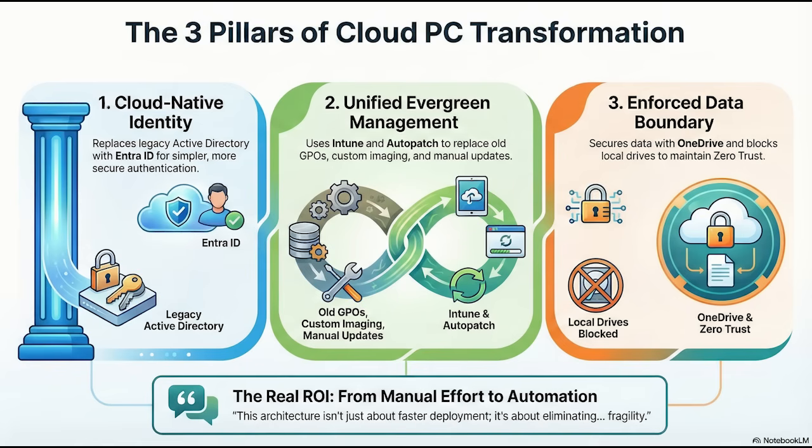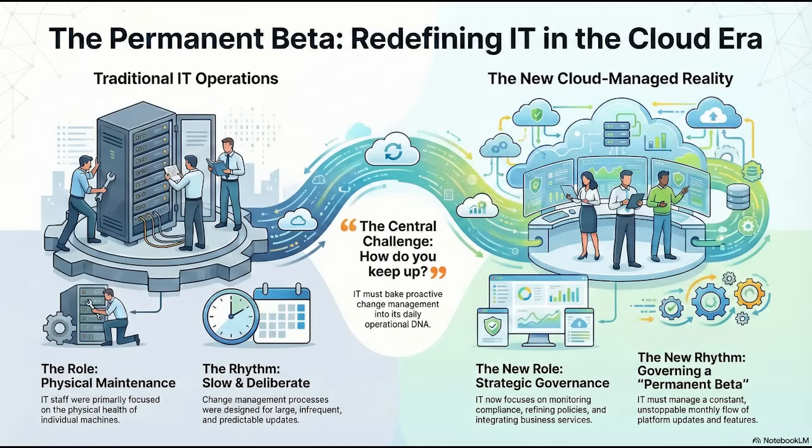The primary value for the organization, for the IT manager listening to this, is really realizing how automation and strong identity fundamentally replace infrastructure dependency and all that manual, high-risk effort. Right. This architecture isn't just about faster deployment. It's about removing the call center tickets complaining about system instability. That's the true ROI. The role of the IT staff changes completely. It does. They are no longer responsible for maintaining the physical integrity of machines. They're focused solely on monitoring compliance, refining policies, and integrating business services. It's a much more strategic position.